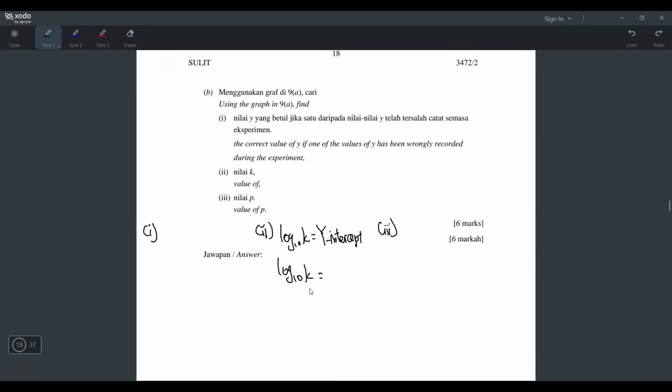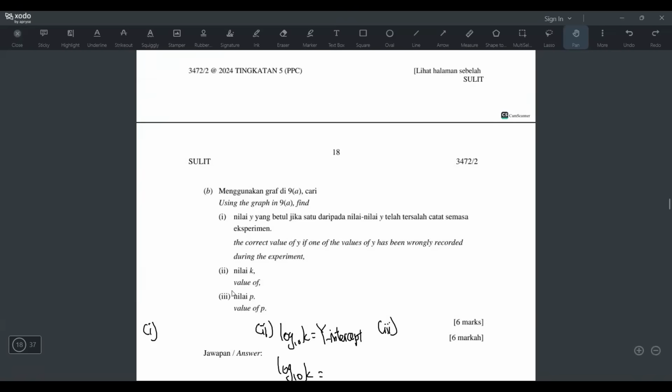But after you put it in, you still have to do anti-log, right? Because they ask you to find k. So you still have to remove the log base. It means you do anti-log, right? Okay, but that one you have to do your graph first, right? So now I'll just write it down first.